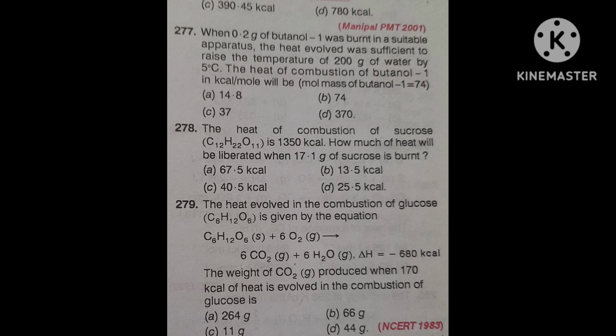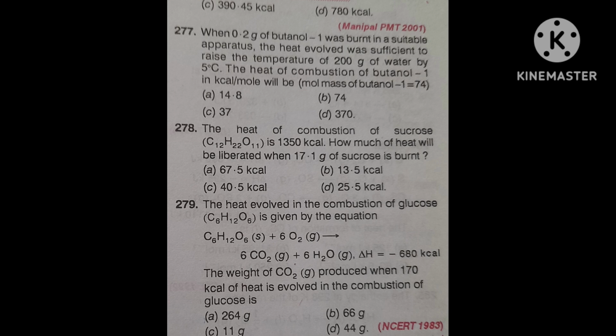For 1 gram by 1 degree. Here 200 gram is there and 5 degrees is there. So the heat evolved will be mass into rise in temperature. For 1 gram, the heat evolved is considered for 1 degree; there are 200 gram and a 5 degree rise, so you get 200 into 5, 1000 calorie, which means 1 kilocalorie.